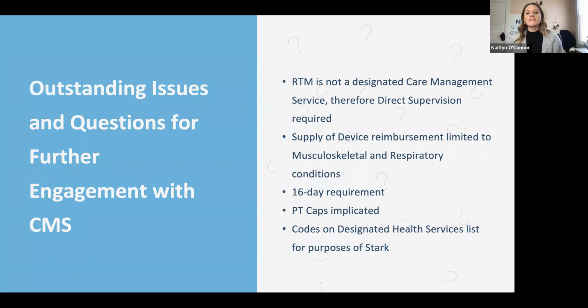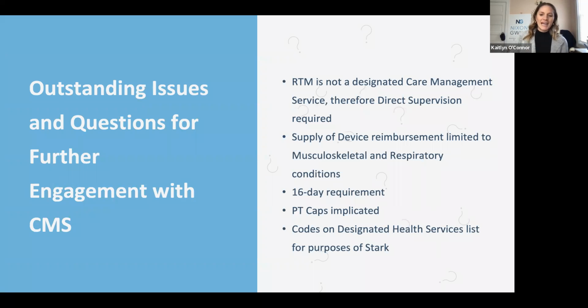And then the supply of the devices for RTM, the reimbursement for that is limited to musculoskeletal and respiratory conditions. As we've talked about, there are lots of use cases where a musculoskeletal or respiratory condition may not be monitored and the device may not be specific to those conditions, but the monitoring that those devices are doing are still very valuable to patients and very important for keeping them healthy.